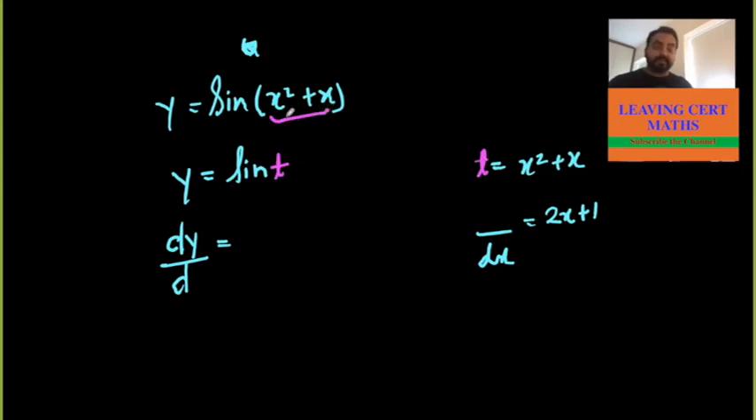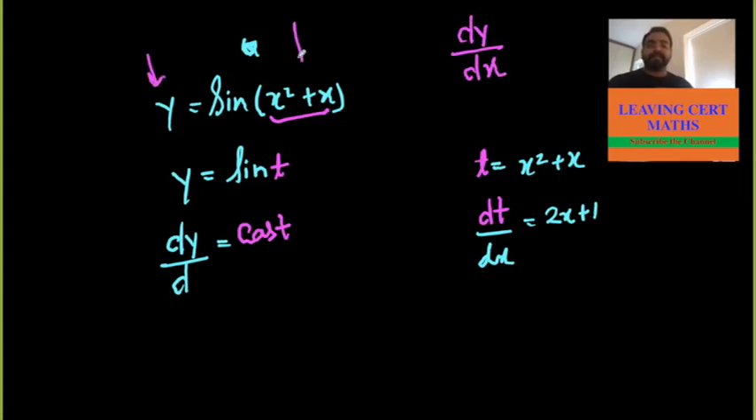Maybe it's confusing a little bit, but if I take t, whatever was inside the bracket, this is the chain rule with all steps. So this one is cos t, and dt over dx is equal to 2x plus 1. But initially we are interested in dy over dt, because this is my y and my function is in x, so I need to calculate dy by dx.